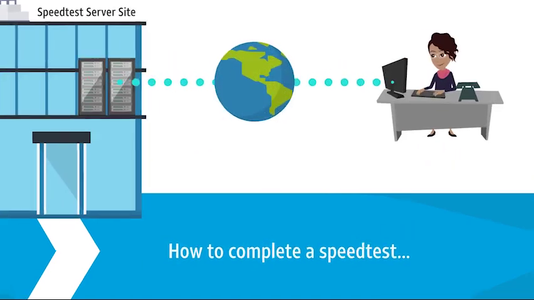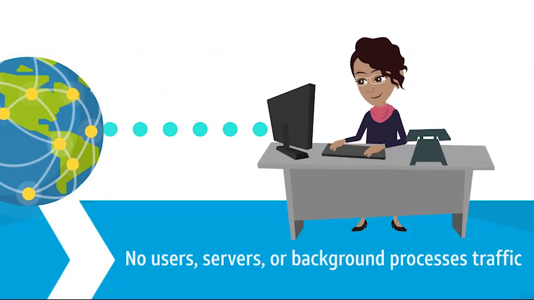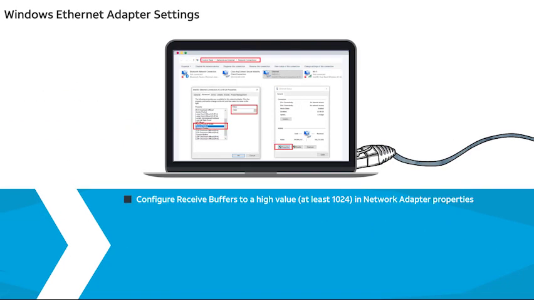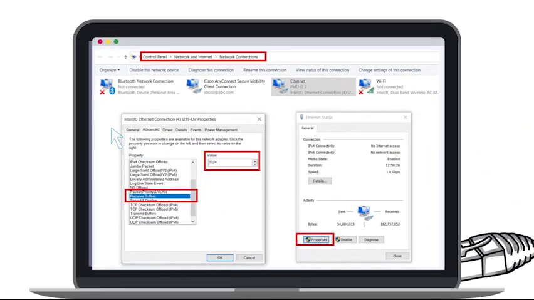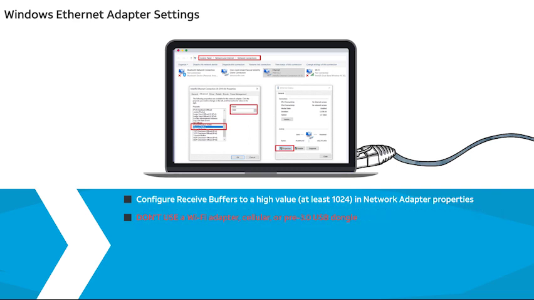To get ready, make sure that no other users, apps, servers, or background processes are putting any traffic on the internet access circuit you are testing. In the Windows Ethernet adapter settings, configure receiver buffers to a high value, at least 1024. Connect the test PC from a PCIe network interface card or NIC directly to the local router or switch via an Ethernet cable. From an Ethernet connected PC, browse to a public internet speed test site. Don't use a Wi-Fi adapter, cellular, or pre-3.0 USB dongle.